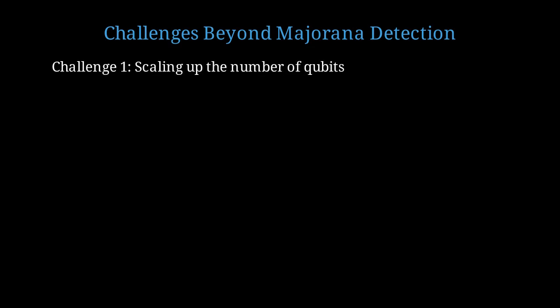Even if we conclusively demonstrate Majorana modes, there are still significant challenges to overcome before we have a working topological quantum computer. Creating 1 or 2 Majorana qubits is one thing, but scaling to hundreds or thousands of qubits needed for useful quantum algorithms is an enormous engineering challenge.